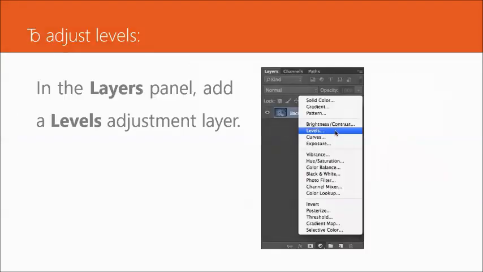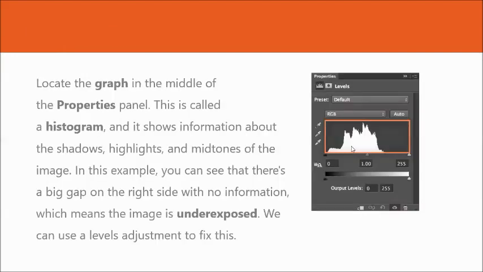So to adjust levels in Photoshop, in the layer panel, just add a levels adjustment layer. Locate the graph in the middle of the properties panel. This is called the histogram, and it shows information about the shadows, highlights, and midtones of the image. In this example, you can see that there's a big gap on the right side with no information, which means the image is underexposed. We can use a levels adjustment to fix this.